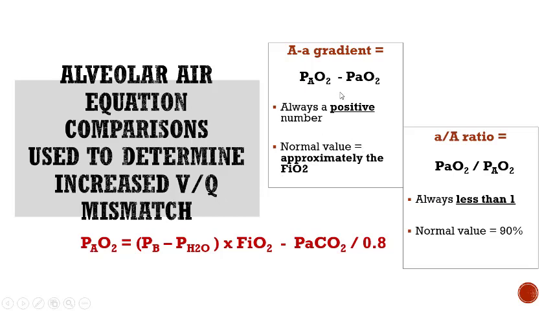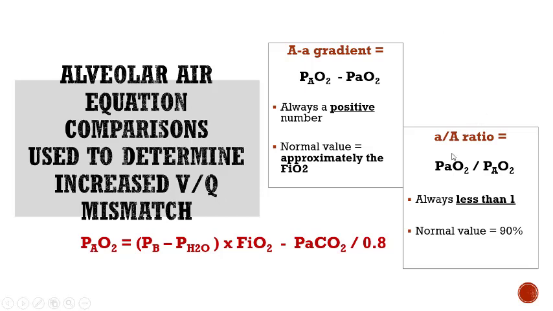It's always going to be a positive number because your alveolar oxygen is always going to be higher than your arterial oxygen. And when you think about the fact that you have this alveolar oxygen in your lungs that's diffusing into your bloodstream, there's just a gap there. Not all of it is getting in.